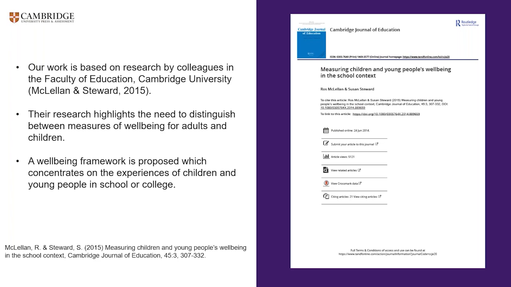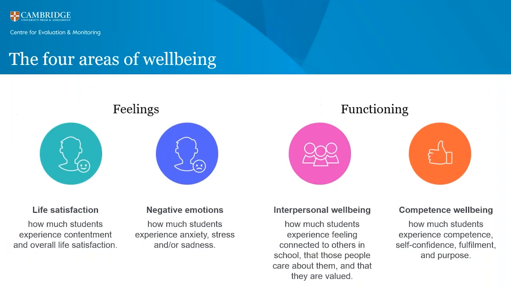So again, this is a really interesting read if you want to think about your well-being plans in school, what policies you use, how you implement your support mechanisms, because they base their model on 4 areas of well-being, which are under 2 overarching areas. We've got feeling and functioning. And below feeling, we've got life satisfaction, how much students experience contentment, negative emotions, how inclined students are to dwell on the negative aspects of school life.